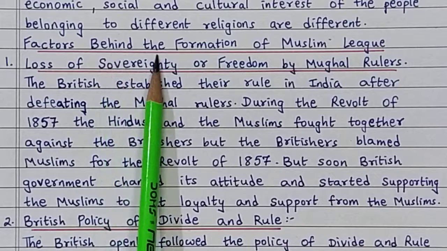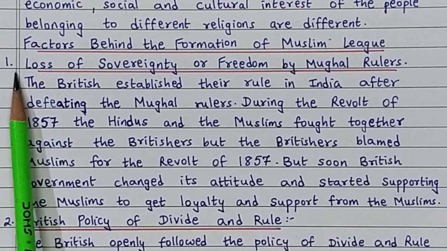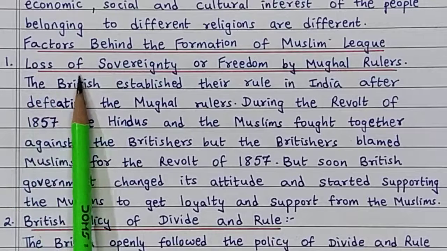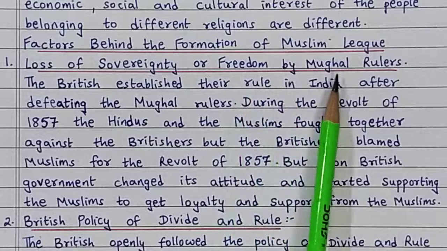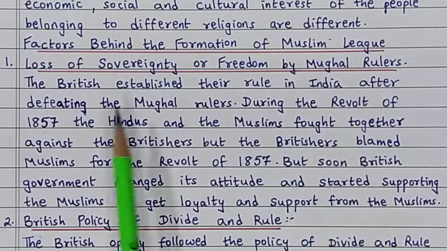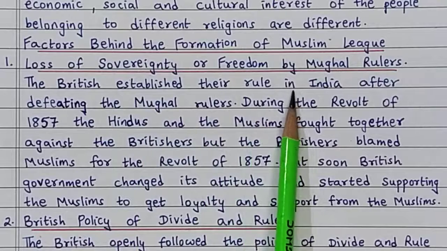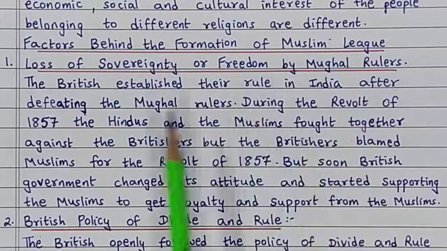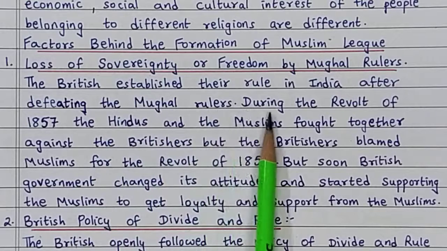Factors behind the formation of Muslim League. Number 1. Loss of sovereignty or freedom by Mughal rulers. The British established their rule in India after defeating the Mughal rulers.